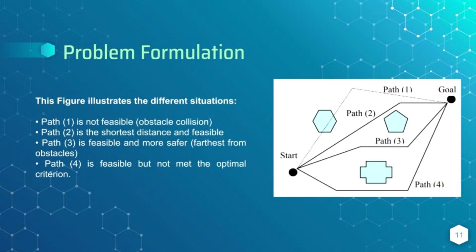As we can see in this figure, there are different paths to reach the goal from the start. Path 1 is not feasible; there is an obstacle collision. Path 2 is the shortest distance and seems feasible. Path 3 is feasible and safer, but farthest from obstacles. Path 4 is feasible but does not meet the optimal criteria. In static optimum problems, these objectives might be weighted with different variables based on their relevance. In our slides, we will apply a genetic algorithm to identify the collision-free shortest path between the starting point and the destination point.